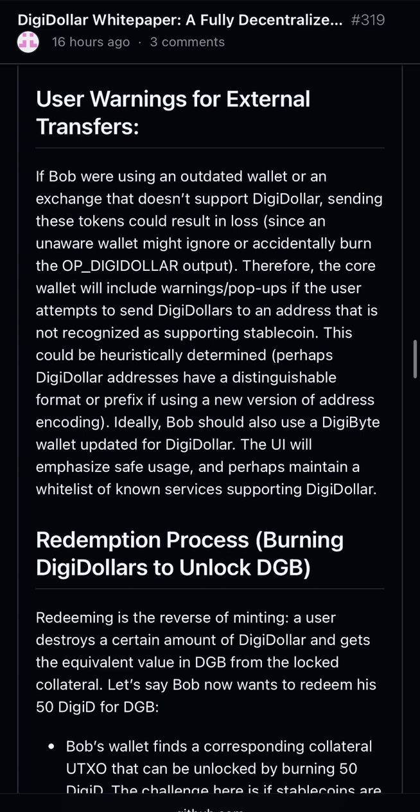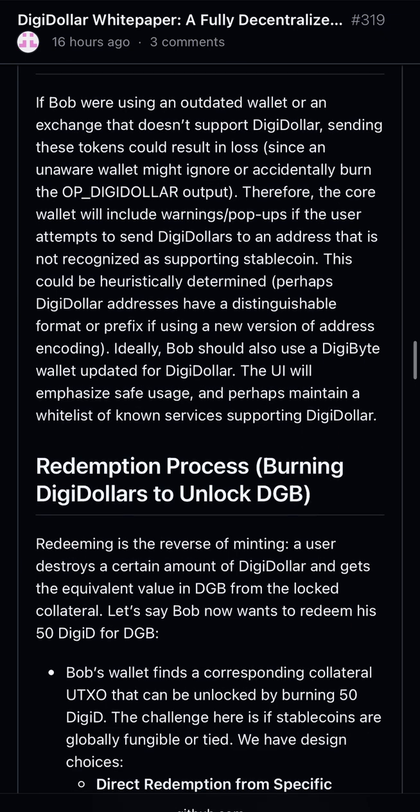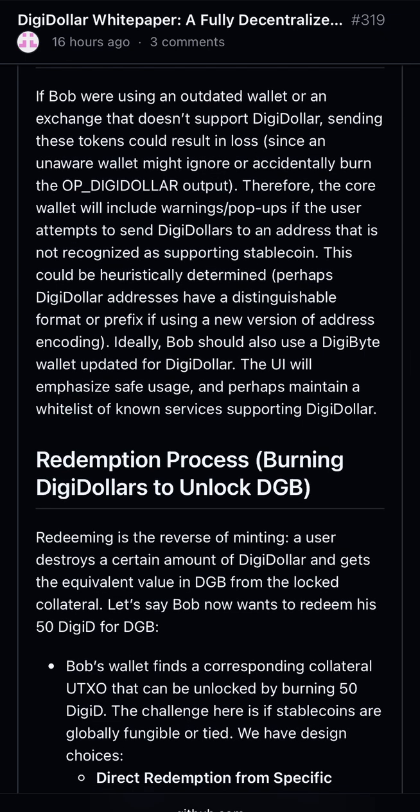User warnings for external transfers. If Bob were using an outdated wallet, or an exchange, that doesn't support DigiDollar, sending these tokens could result in loss, since an unaware wallet might ignore, or accidentally burn, the OP_DIGIDOLLAR output. Therefore, the core wallet will include warning pop-ups if the user attempts to send DigiDollars to an address that is not recognized as supporting stablecoin.